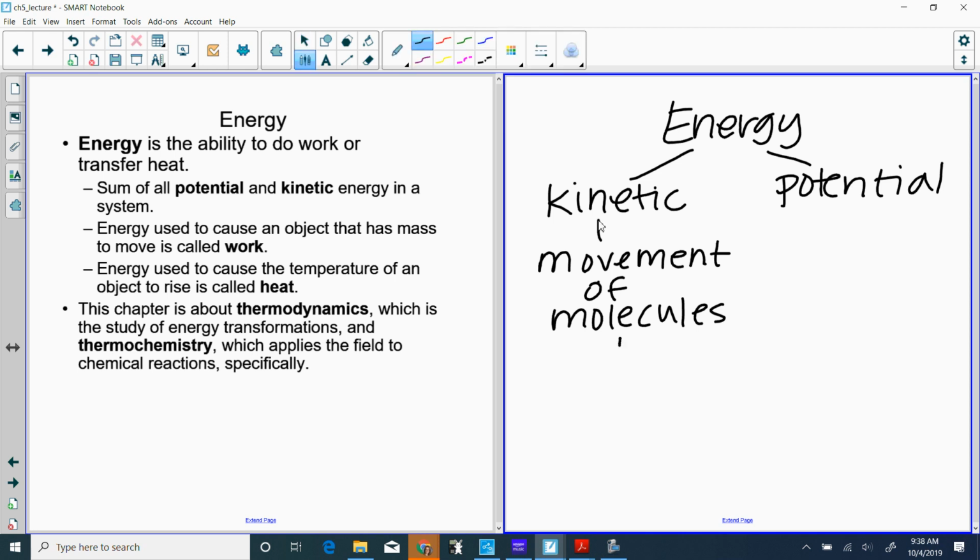Very good. The movement of molecules, the kinetic energy, is related to the temperature. The faster they move, the more kinetic energy they have, the higher the temperature. The slower they move, the less kinetic energy they have, the lower the temperature.